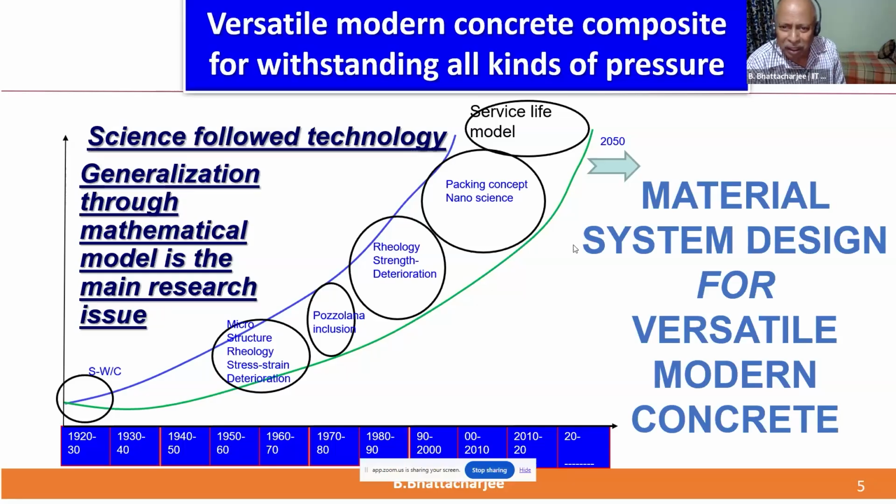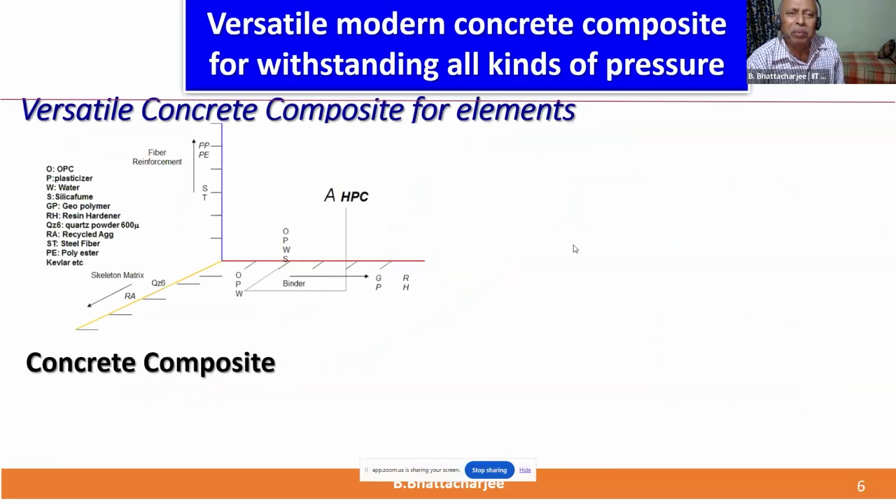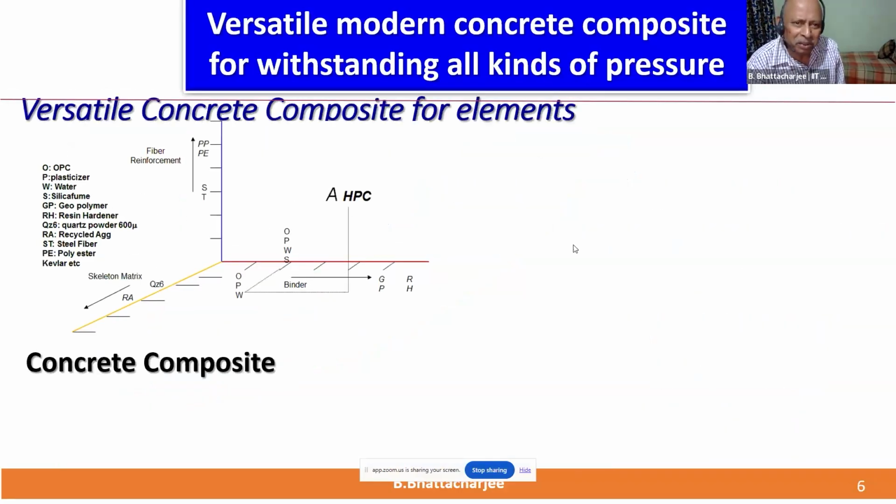The high strength concrete wouldn't have been there. Reactive powder concrete wouldn't have been there, but for semiconductor. So such things are possible. And now you can design a material system for modern concrete. So versatile modern concrete. Dr. Singh was also talking something similar.